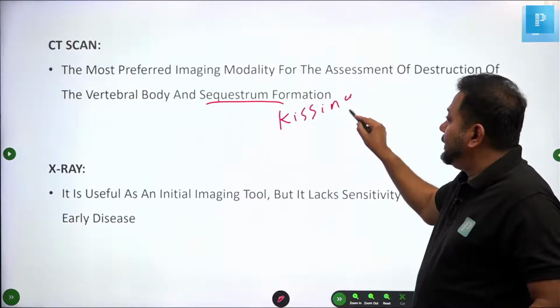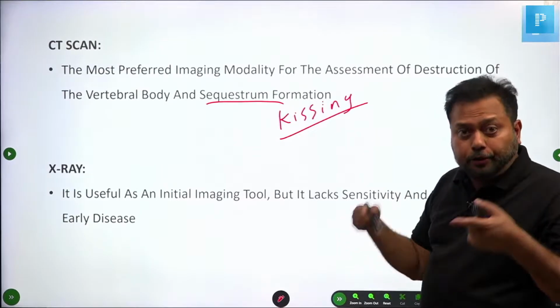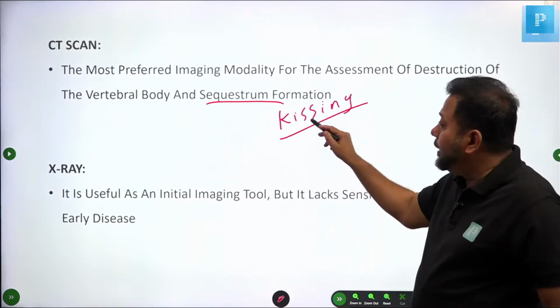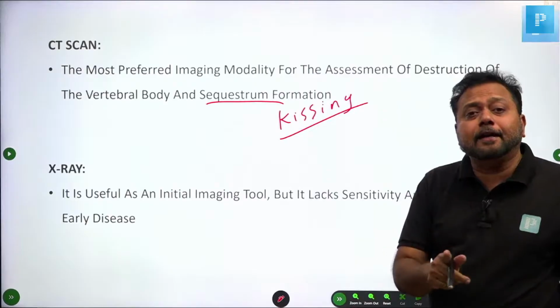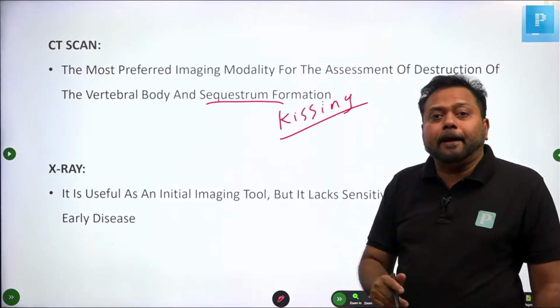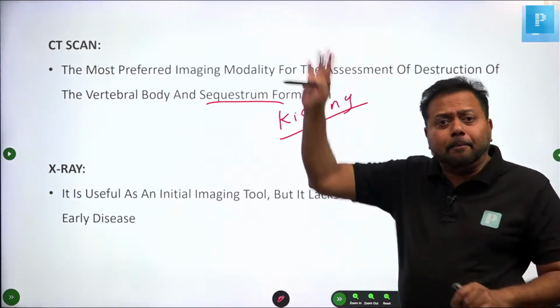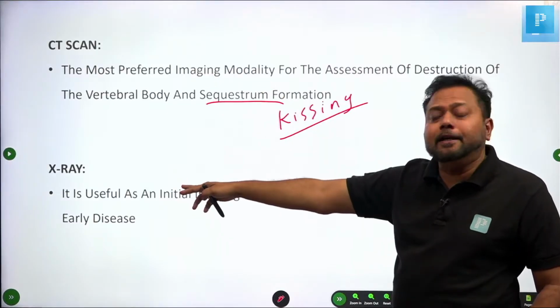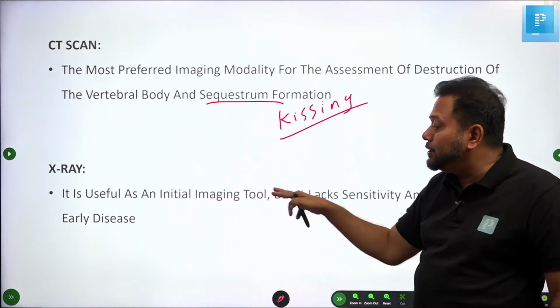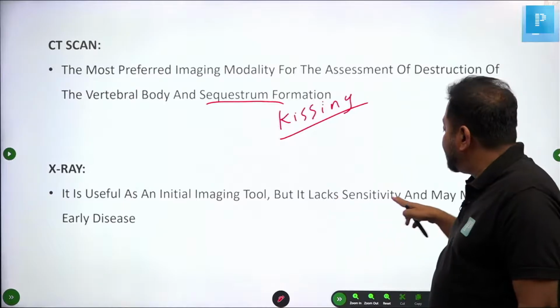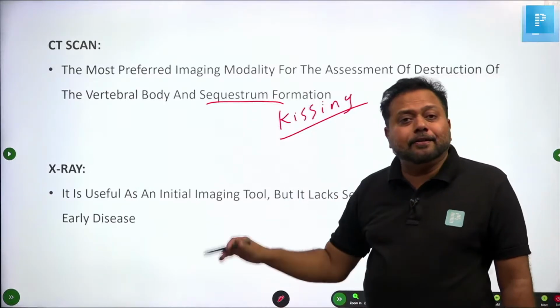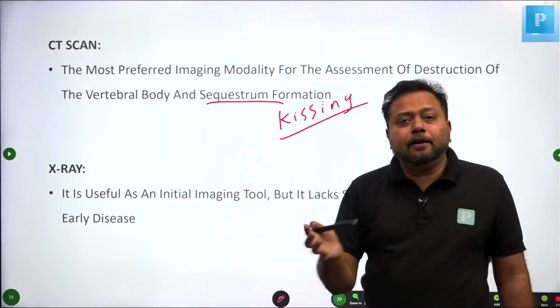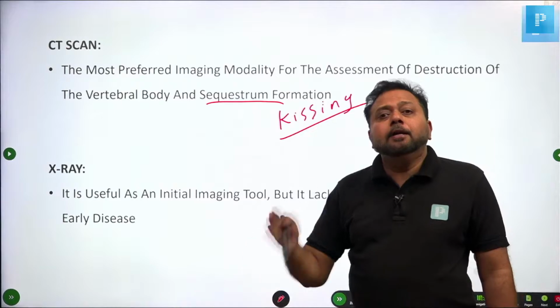Okay, you would have read this in osteomyelitis. I am going to teach you again. A question is coming. Kissing sequestrum is the specific sequestrum that is formed in Pott's spine. If you want to visualize that, MRI is useless. CT scan is the best investigation. Last but not the least, X-ray is useful as an initial imaging tool, but it lacks sensitivity and may miss early disease. So this is not the first line for extrapulmonary tuberculosis.